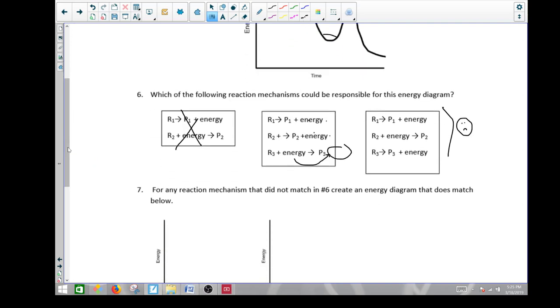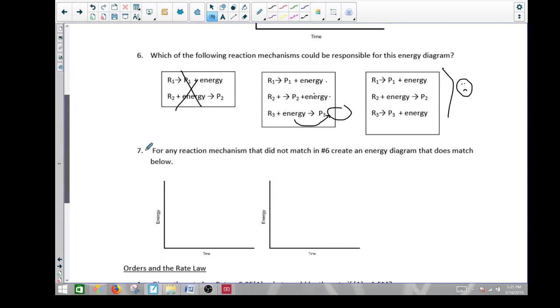All right, for any reaction mechanism that did not match number 6, create an energy diagram for that. Anyway, let's just do 2 of them here. This one is exothermic and then endothermic. I would say we could have a slow step on here. So let's make this one a slow step, and we'll make this one a fast step.